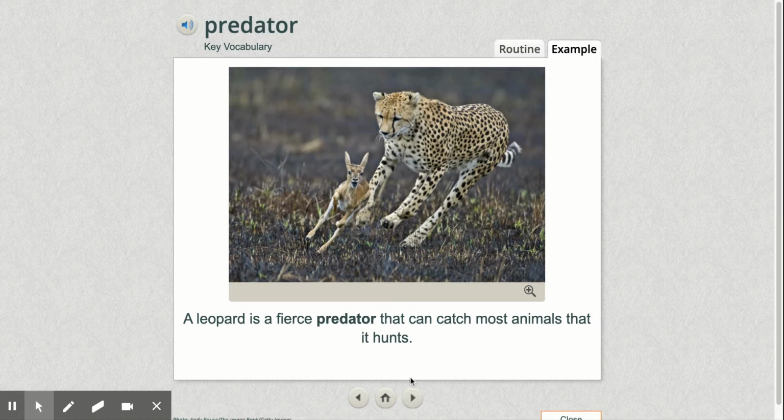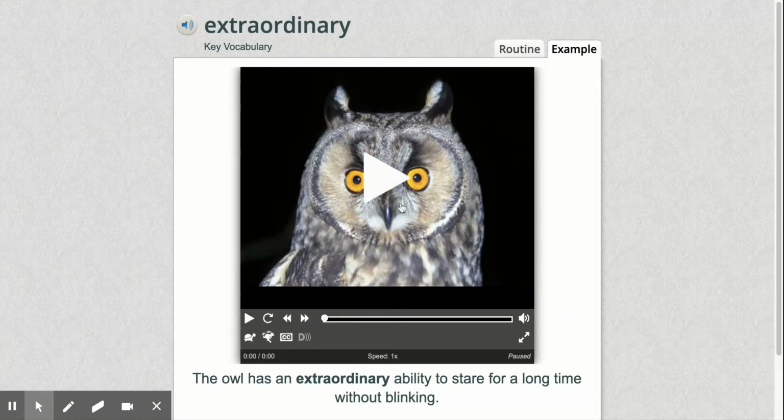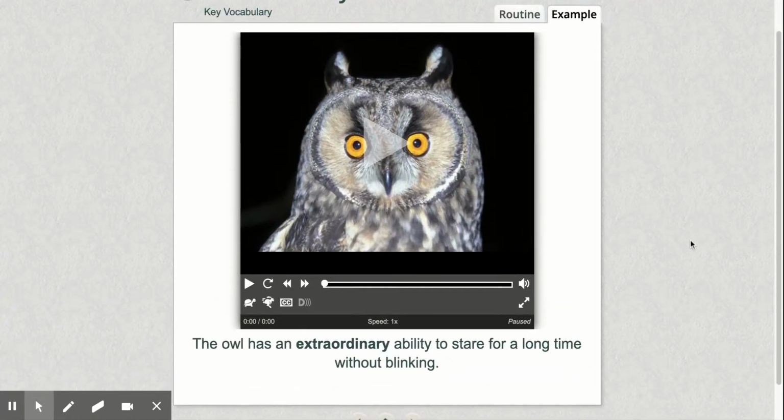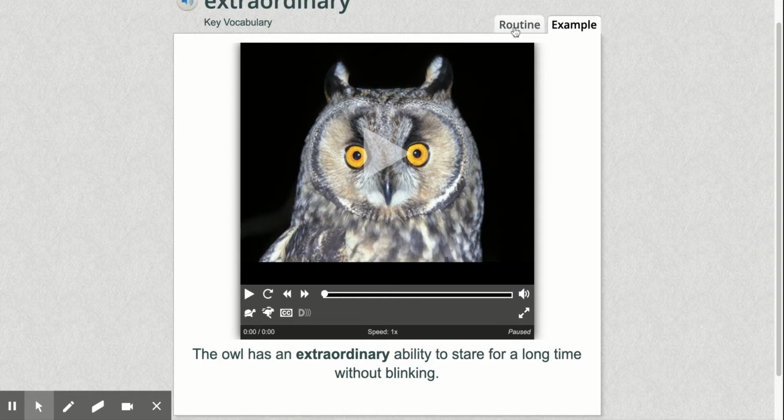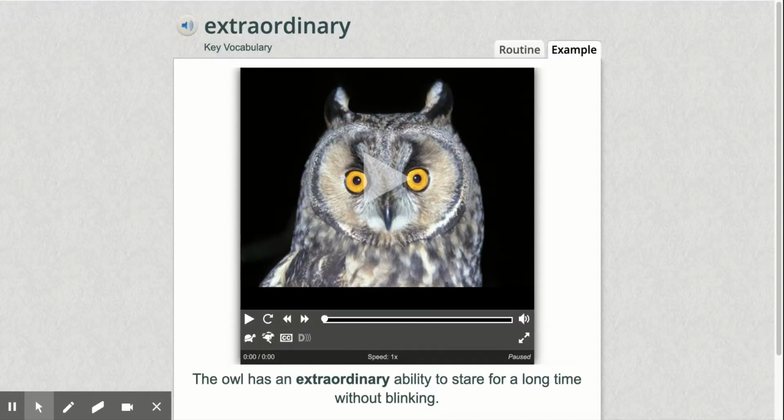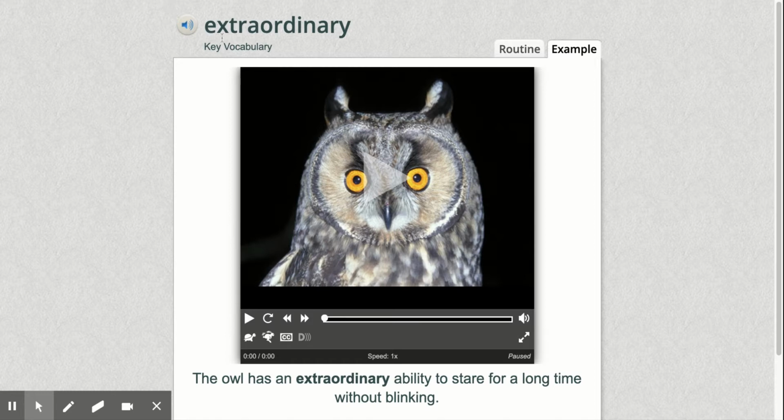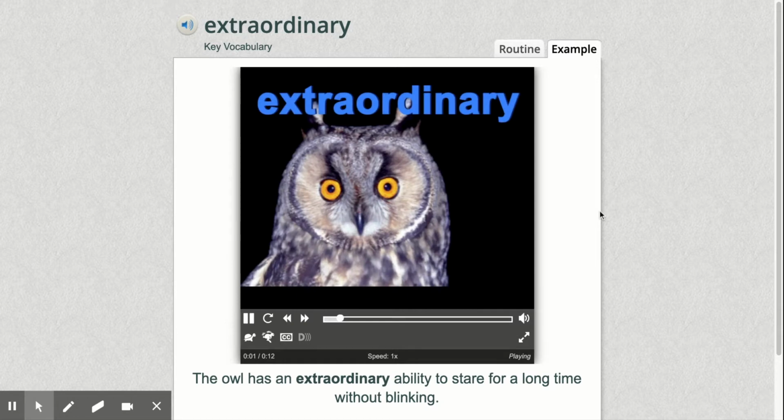Our next vocab word is extraordinary. If something is extraordinary, if you look, this is a prefix. Hopefully you watched my prefix video already. Extra means above and beyond. So we can watch this video here, and it's going to talk about an owl. Extraordinary. Something extraordinary is very unusual or remarkable.